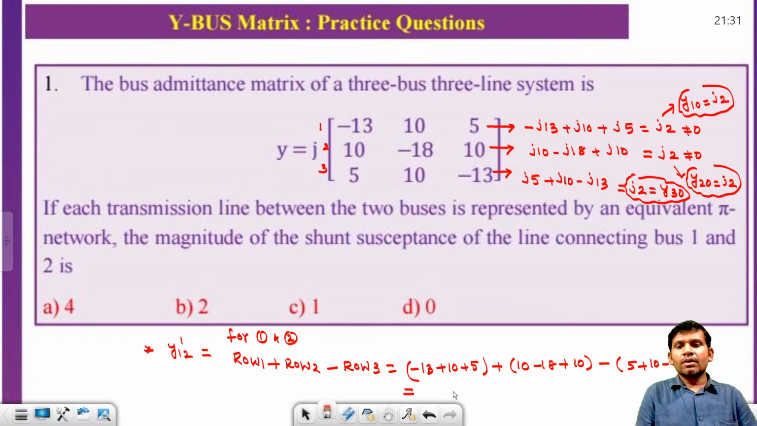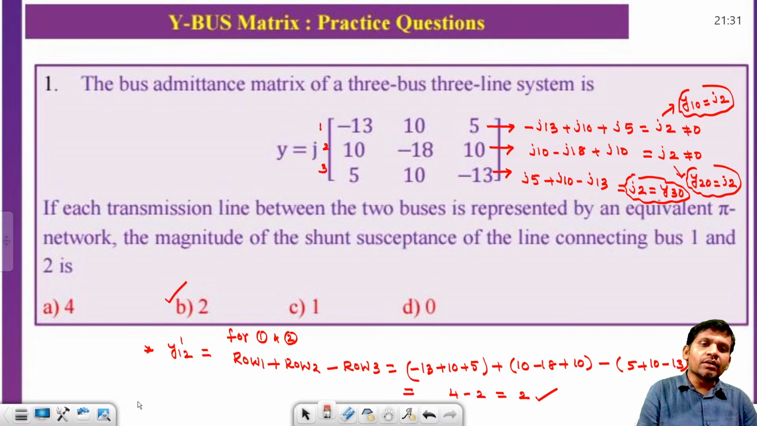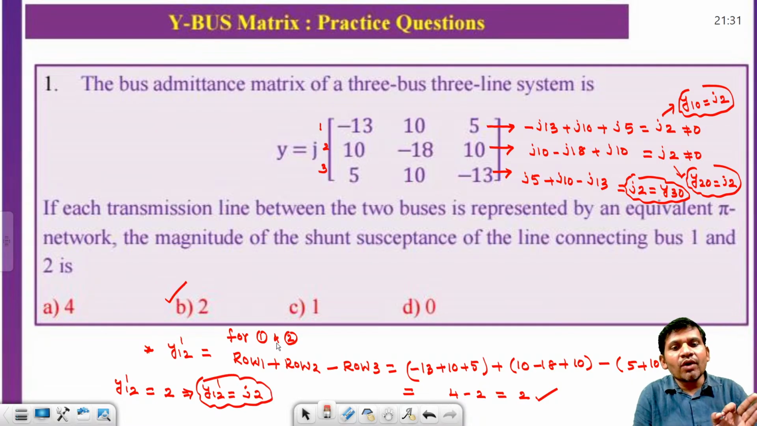Yes, friends. This is 4, this is minus 2, this is equal to j2. You have to write in terms of the imaginary term, or simply, since the options given here are real terms, that is magnitude only. So I write 4 minus 2, that is equal to 2. Then the shunt element connected between 1 and 2, y12 dash, can also be written as j2 with imaginary. Here it is asked for 1 and 2: row 1 plus row 2 minus row 3.